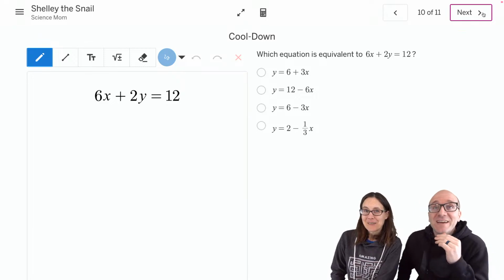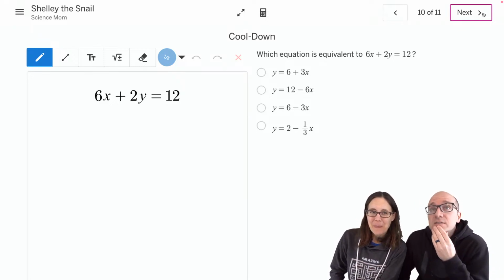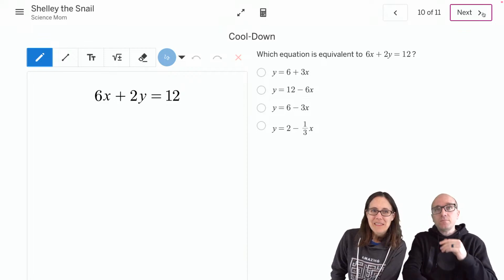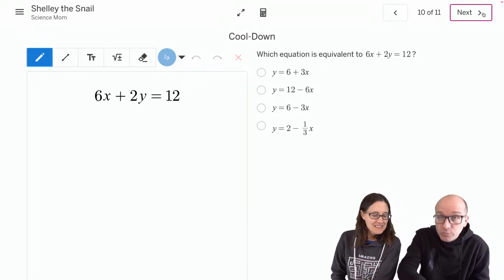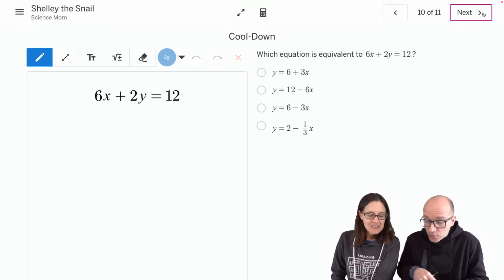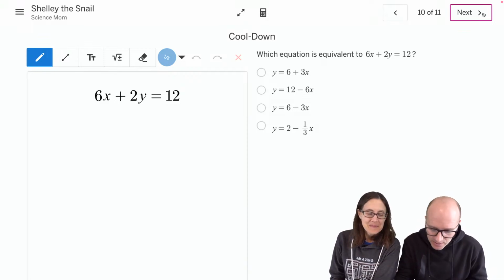That's for sure. Right, which equation is equivalent to 6x plus 2y equals 12? We have 4 options there. Can we figure it out? So we're already several minutes over, so let's go ahead and figure it out together. I'm going to copy it down.